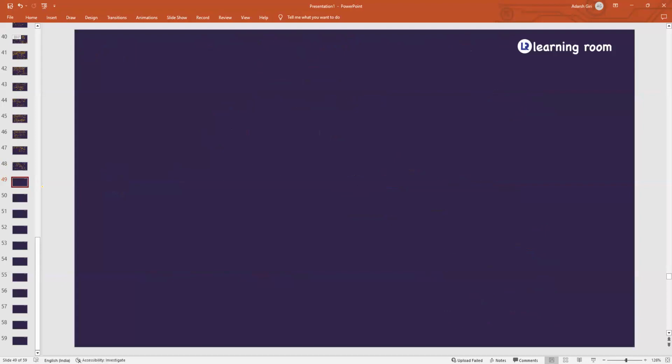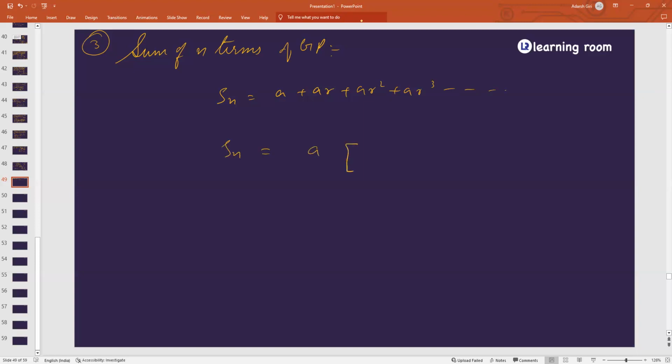Okay. The third point, sum of n terms of GP. This is what you have to calculate. The sum of n terms is A plus AR plus AR square plus AR cube and so on. The sum of n terms is directly given as A times R to the power n minus 1 divided by R minus 1.